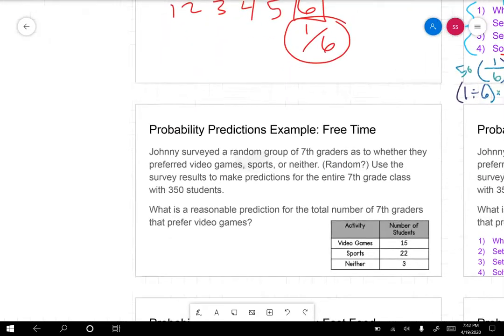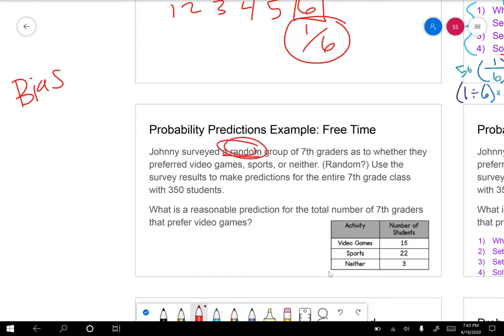Free time. Johnny surveyed a group of random 7th graders as to whether they preferred video games, sports, or neither. Now, what I mean by random, I just want to point this out really quick. Random. What does random mean? Basically, it means you're not choosing people purposefully, right? So if I have a group of friends and I know they all like sports and I ask just that group of friends, that's going to be bias, right? I'm fixing the answer of the survey so that most people will like sports, right?